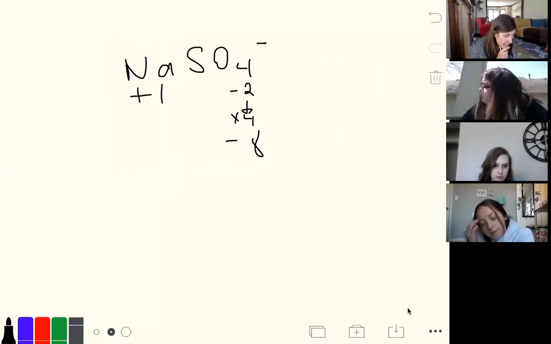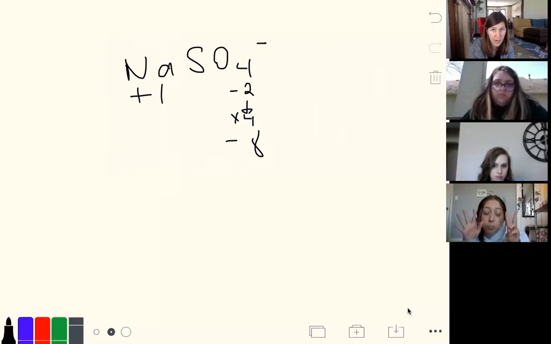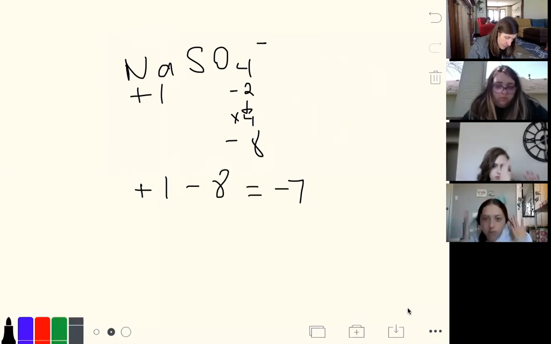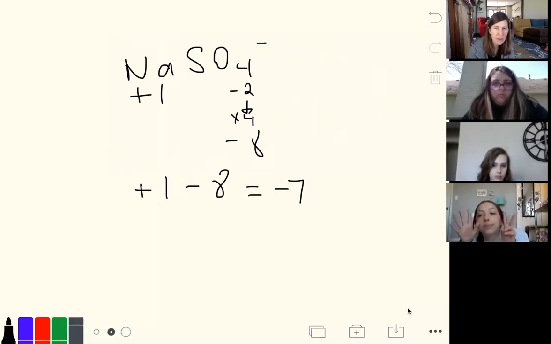And then once again, like it says, we have no rule for S, but we can figure out its oxidation number because the sum of all the oxidation numbers equals the charge of the molecule, which is -1 in this case, right? It's not 0. It does have a charge. So I have +1, -8 equals -7, right? So what does S need to be so that I still end up with a charge of -1?